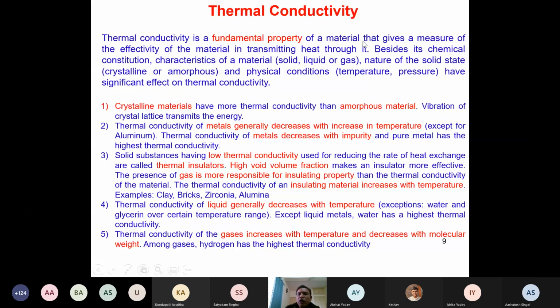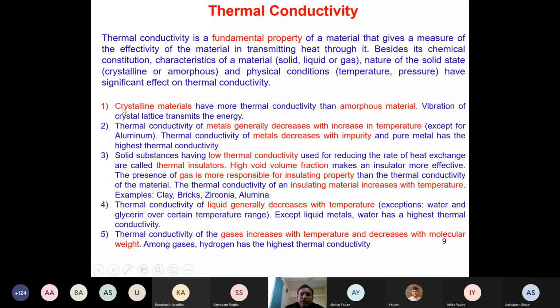It also depends on the chemical constitution. It also depends on the characteristics of the material, whether it is solid, liquid or gas, and whether it is crystalline or amorphous. It also depends on the physical conditions present, like temperature and pressure. So depending on these factors, the thermal conductivity varies. Let's look at some more details of the thermal conductivity.